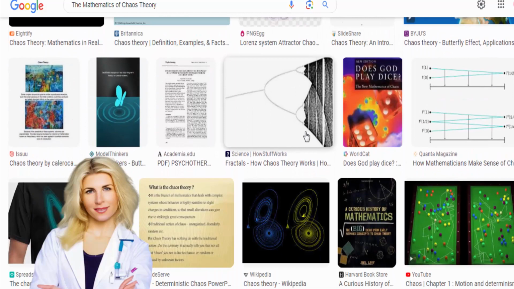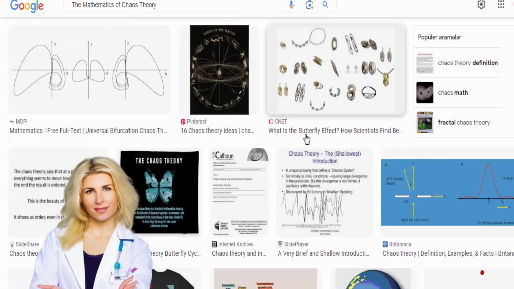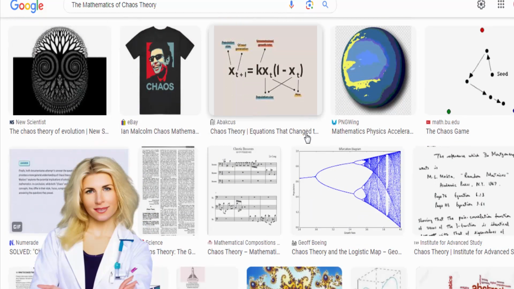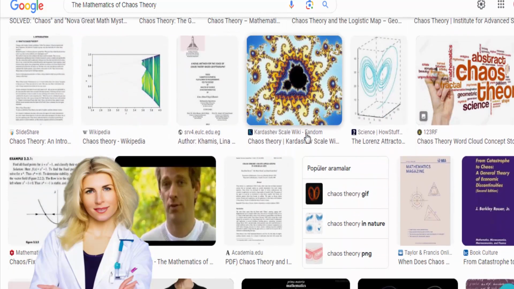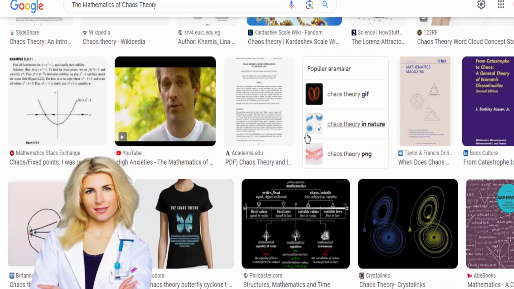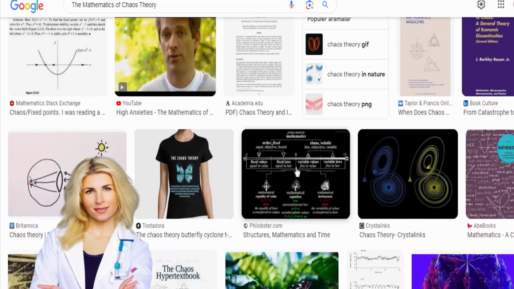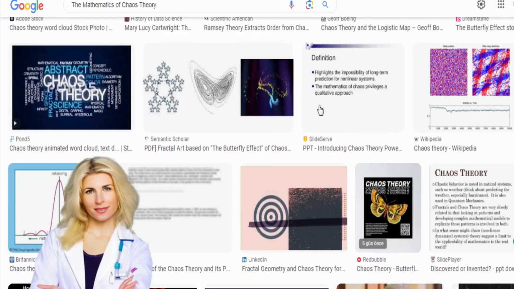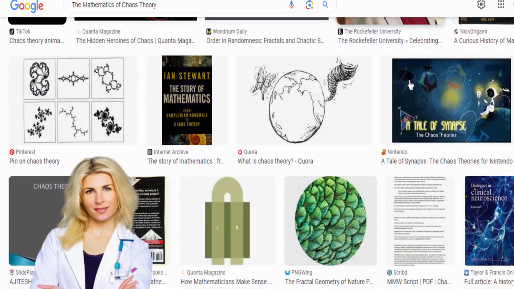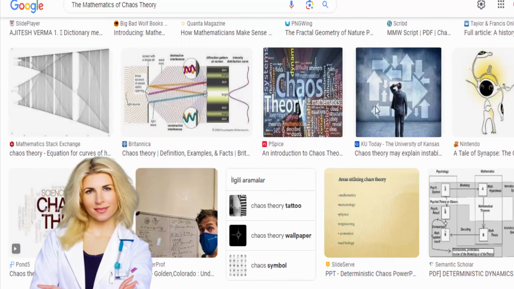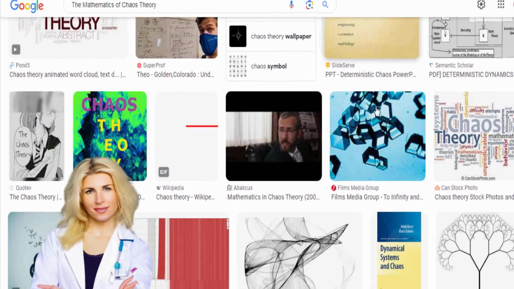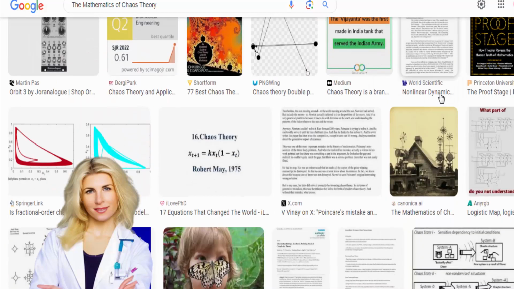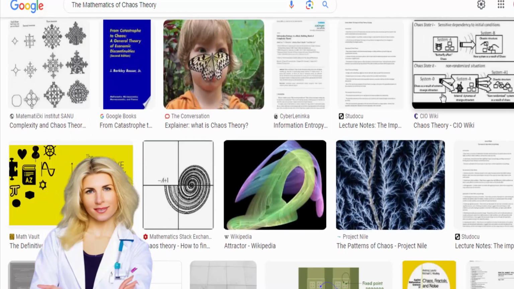The mathematics of chaos theory is used in a wide range of fields, including meteorology. Chaos theory is used to study the weather and climate. For example, it is used to develop weather forecasting models and to predict the long-term effects of climate change. Economics. Chaos theory is used to study the stock market and other economic systems. For example, it is used to develop trading strategies and to predict financial crises. Biology. Chaos theory is used to study the spread of diseases and the dynamics of populations.